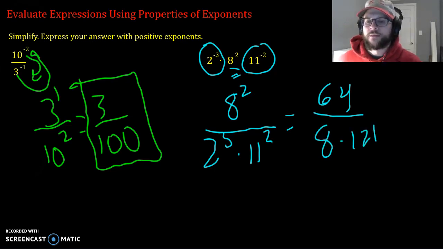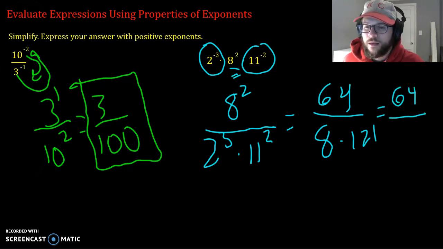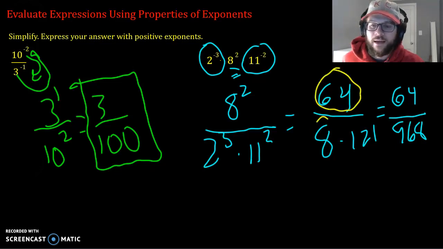Now the only thing left to simplify that is to take 8 times 121, and that is going to give us 968. Now this fraction does need to be reduced. If you can recognize that before you even multiply those two things together, that 64 and 8 have a common factor of 8, so you can divide both the top and the bottom by 8.